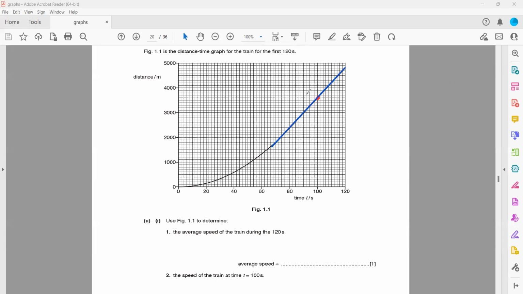And use the formula y2 minus y1 over x2 minus x1. So the first point on the x-axis is x1. So this one is x1. The second point on the x-axis is x2. The first point on the y-axis is y1.